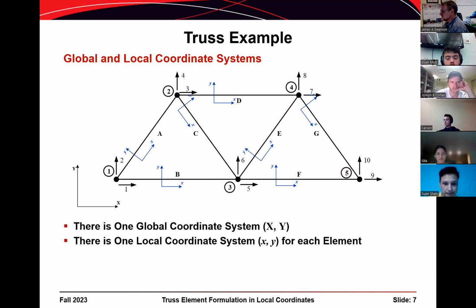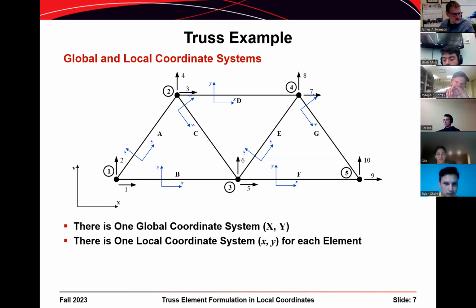Now, some of the members have a coordinate system that would translate almost directly to the global coordinate system. If you look at members B, F, and D, for example, there's almost no translation required at all because the local x-axis is parallel to the global x-axis and the local y-axis is parallel to the global y-axis. But in those other elements, some translation is necessary, right? So there's an angle between the local x-axis for member A and the global x-axis, and there's an angle between the local y-axis for member A and the global y-axis.